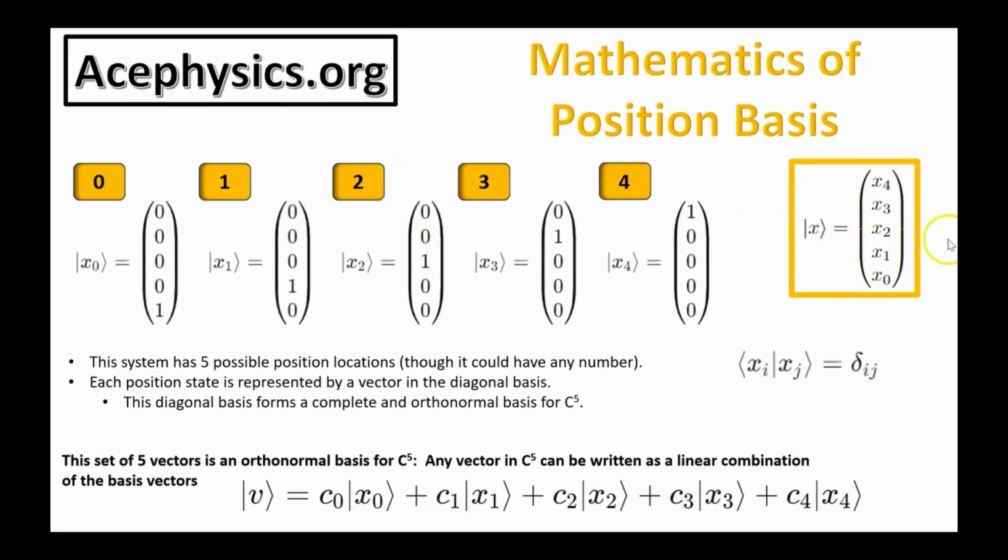This is a vector in the x basis, and each one of these values corresponds to a certain position in space. This is n equals 5, so there are 5 possible positions. If you had a larger system, this could be a 10-component vector or a 100-component vector, or it could become a wave function, which is a vector with an infinite number of components. I also want to point out that the set of 5 vectors is an orthonormal basis of C5. Any vector in C5 can be written as a linear combination of these 5 basis vectors. I think that's fairly obvious because this is a diagonal basis.